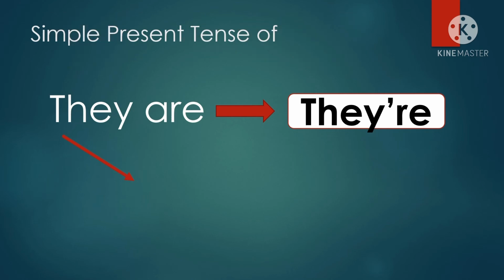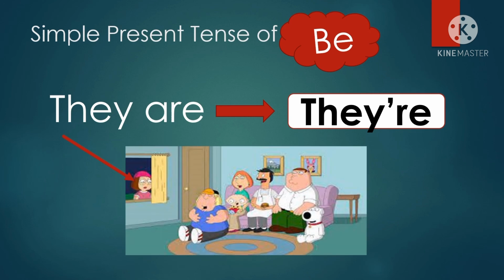Next, they are. They excludes you. You are not with them. So we use they. If the pronoun is they, for the verb to be, we must use are. They are.